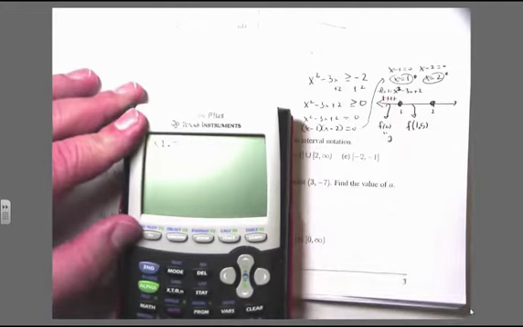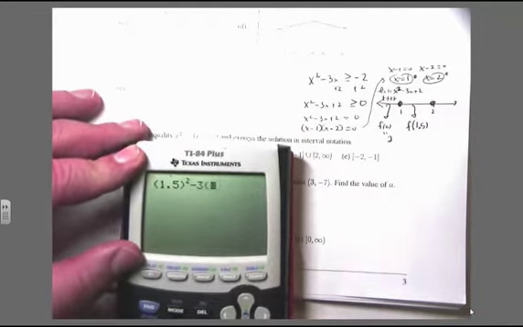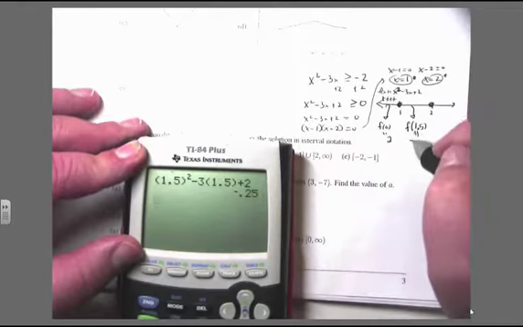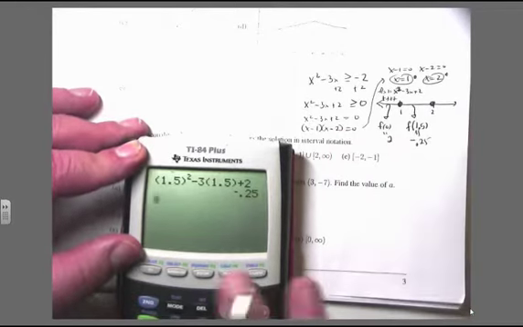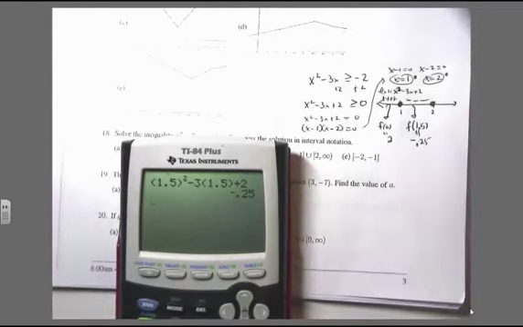Parentheses, 1.5 squared minus 3 times 1.5 plus 2. And I get negative 0.25. Don't care what the number is. What's the sign of it? Negative. Now I'm going to pick a number bigger than 2.